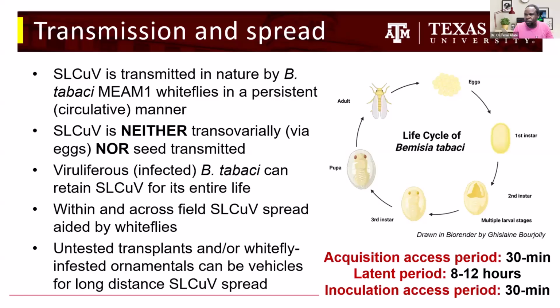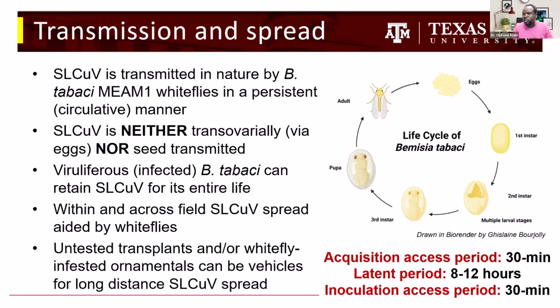The transmission is going to be very similar to what you've had. It's transmitted by the silver leaf whiteflies in a persistent circulative manner. It doesn't pass through the eggs, so it's not transovarially transmitted, and it's also not seed transmitted. Just like Sudip mentioned before, once the whitefly acquires the virus, squash leaf curl virus, it actually retains the ability to harbor that virus for life and transmit it.